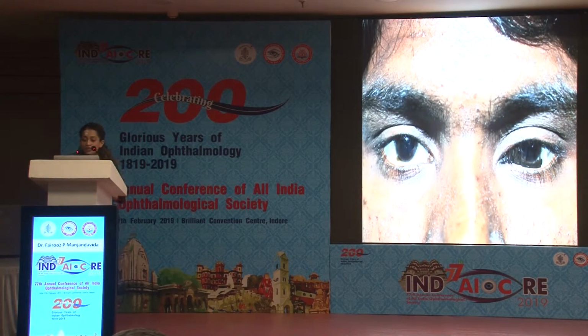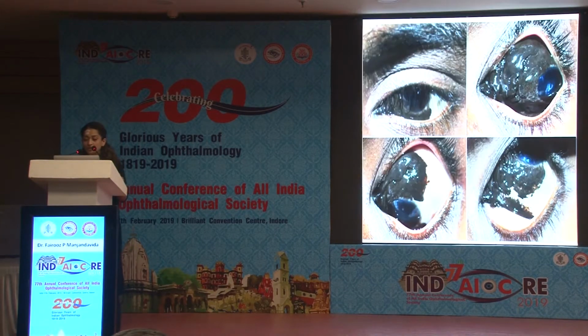So this was a young patient who presented with bilateral pigmentation in the eye. As you can see here, milder pigmentation in the right eye and diffuse pigmentation in the left eye. A very interesting case that I saw during my fellowship with Dr. Honavar. Do you think it's malignant?